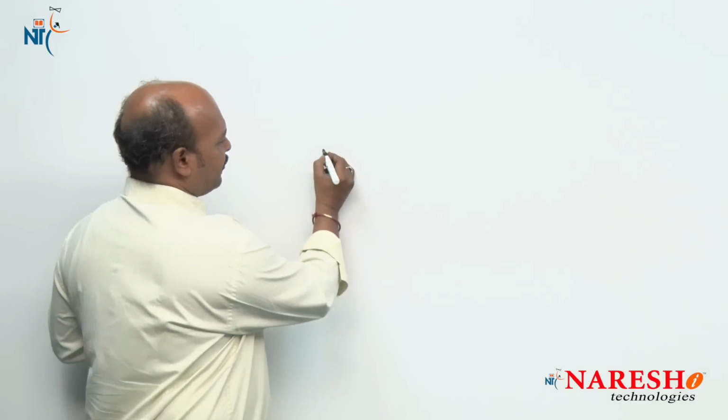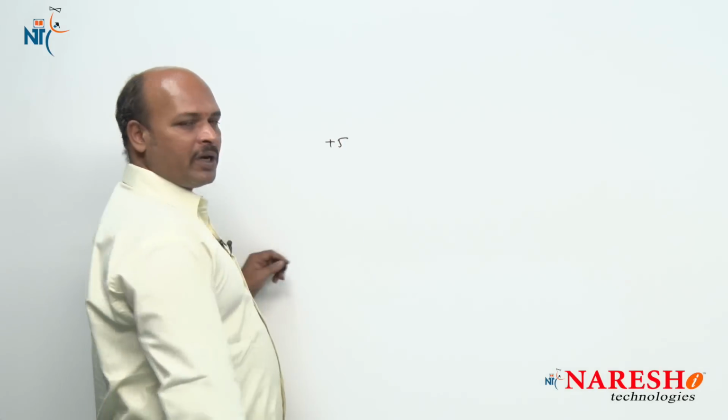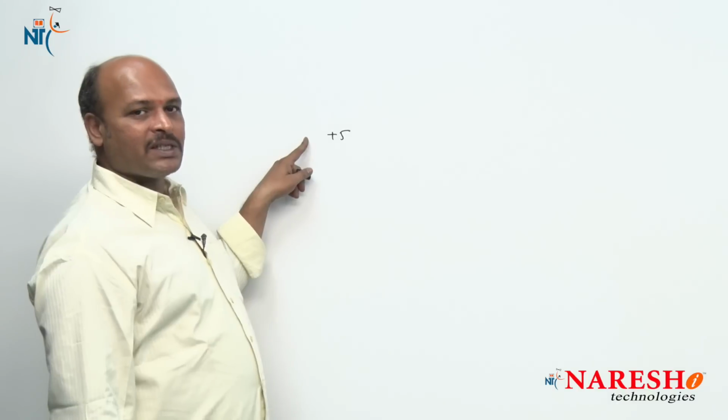We know that an operator is designed to perform a particular operation on operands. For example, I have taken the plus operator. We have unary plus and binary plus. Unary plus means, for example, plus 5. Here plus is indicating what?